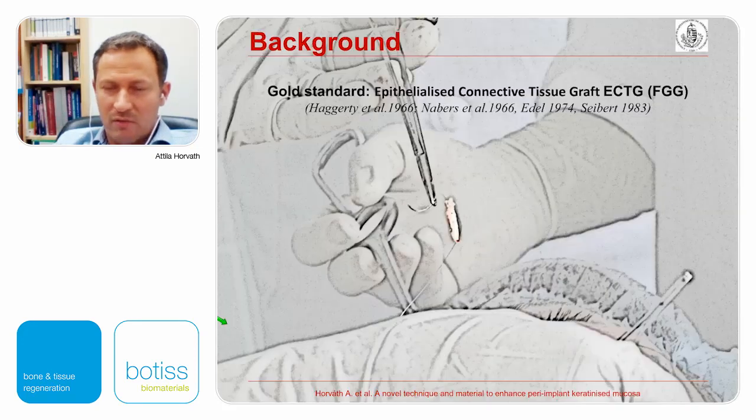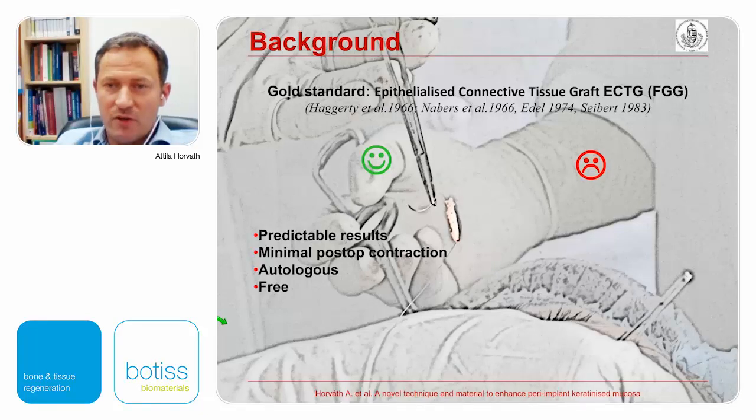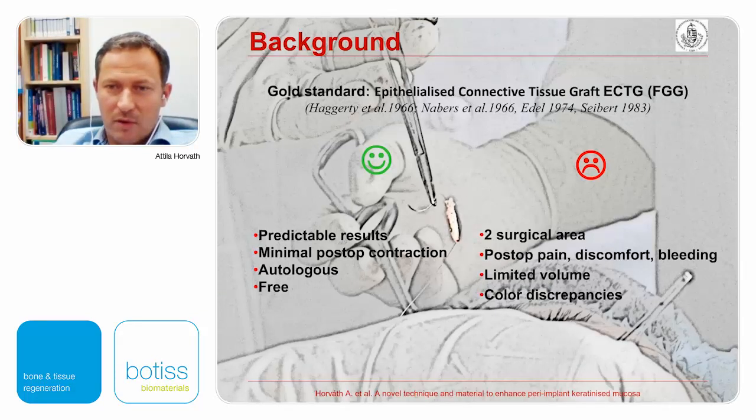So let's see what other alternatives we have. To summarize, what are the advantages and disadvantages of autografts, the ECTG, which is the gold standard? The results are predictable. The post-op contraction is quite low, almost none. It's autologous and it's free of charge. The drawbacks are that we have to open a second surgical area, the postoperative pain is quite considerable, there is limited volume, and color discrepancies, as you've seen in the previous slides. Of course, in the non-aesthetic zone it doesn't matter, but we still need to work in the aesthetic zone.